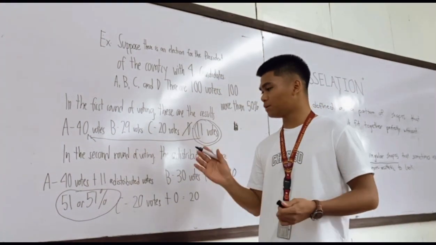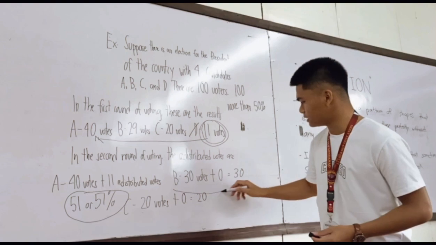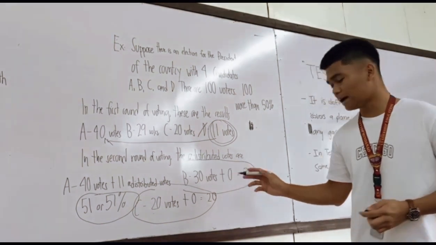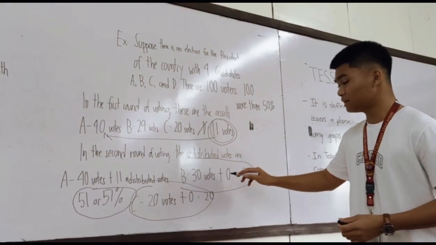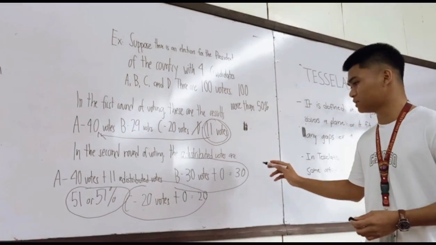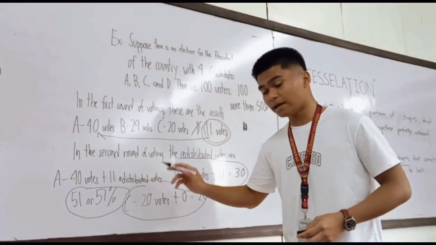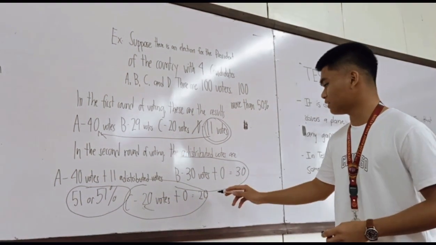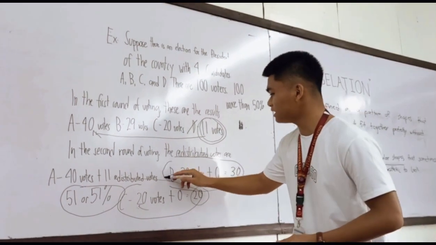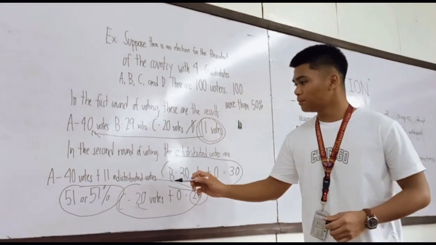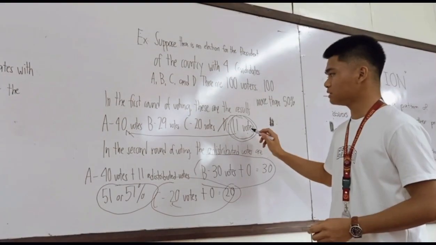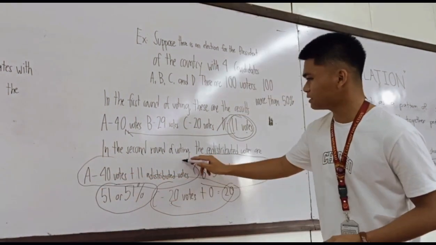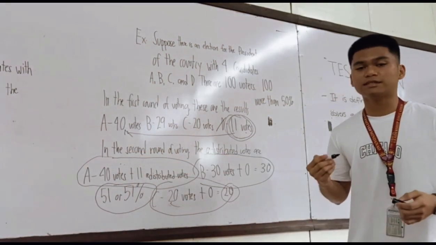And before we go to the next topic, let's discuss these two, B and C. Now, B has 30 votes with 0 redistributed votes. It is equal to 30 votes. And candidate C got 20 votes and 0 redistributed votes. These two didn't achieve the majority of the votes because the 11 voters of the candidate that was eliminated transferred here, or chose this candidate as their second choice.